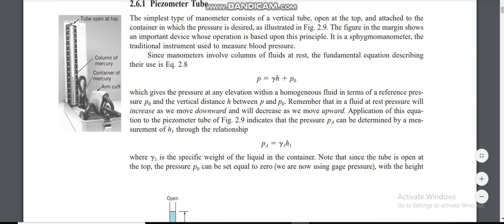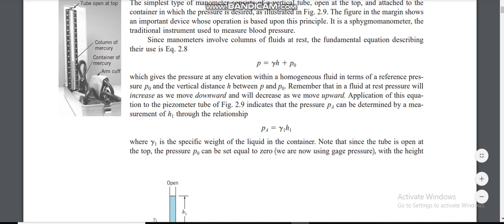So we can find the PA or P1 at this point by taking this statement. Okay, then PA equals gamma 1 H1, where gamma is called the specific weight and H1 is called height 1. So specific weight is the weight of the fluid contained in this tube, and height is this height from the top to the bottom. This is taken as height.